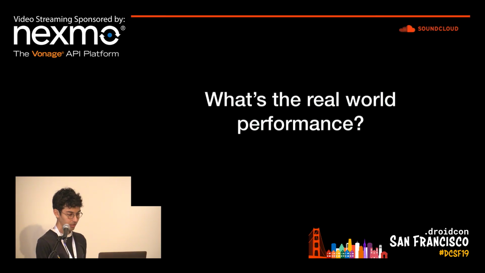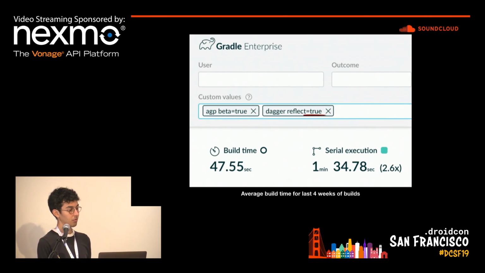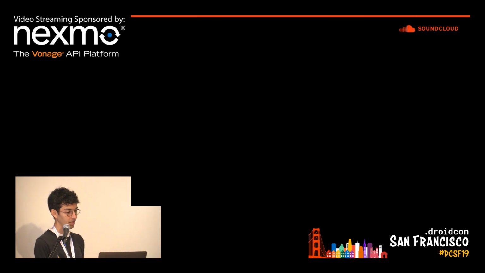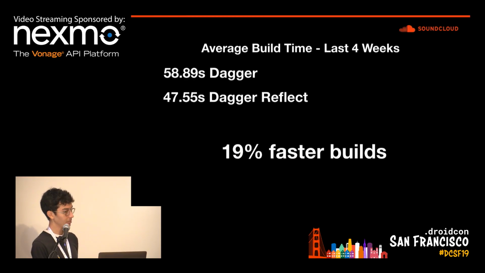What are the real-world performance numbers? That's what really matters. I should say this is not an A/B test. This is not scientific. But according to our numbers in Gradle Enterprise, for all the builds in the past 4 weeks with Dagger Reflect off, the average build time was 58 seconds. In the past 4 weeks, with Dagger Reflect on, the average build time was 47 seconds. This is only for developers who are opting into that. But that represents approximately 19% faster builds. That's pretty fast, considering all you have to do is apply a plugin to your project. That's probably the biggest win you can get in your build speeds.